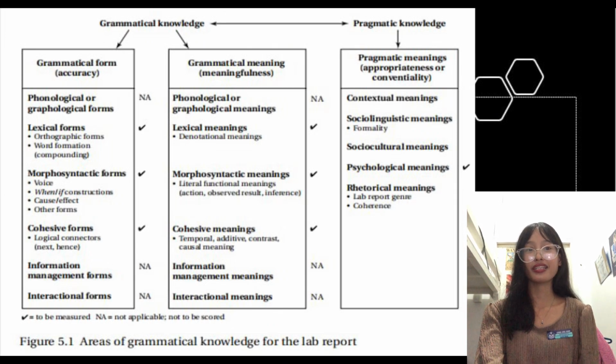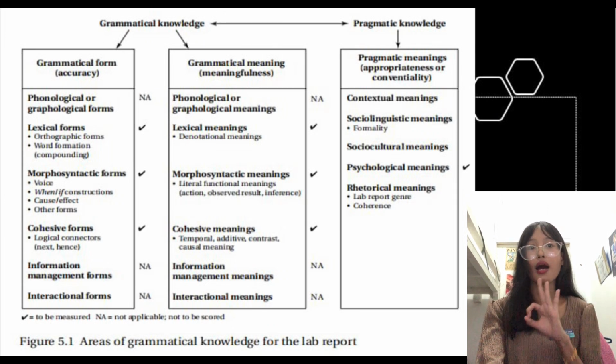Grammatical meaning, or meaningfulness. So this looks at whether the grammar used makes sense and conveys the intended meaning. So this includes aspects like word meaning or how words relate to each other in a sentence and the overall coherence of the text. Again, the chart shows what will be measured.